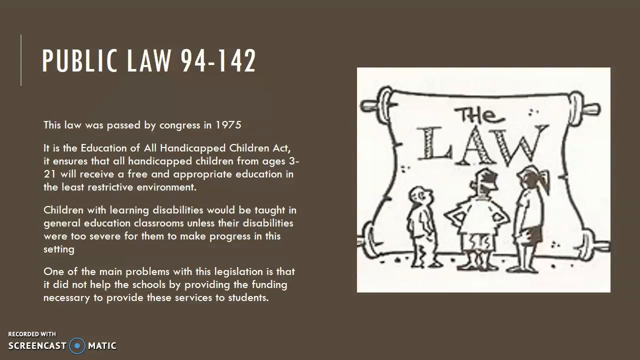There was a law called 94-142, passed by Congress in 1975. This is the Education for All Handicapped Children Act, which ensures that all handicapped children from ages 3 to 21 will receive a free and appropriate education in the least restrictive environment. Children with learning disabilities would be taught in gen ed classrooms unless their disabilities were too severe for them to make progress in that setting. One of the main problems with this legislation is that it did not help the schools by providing the funding necessary to provide these services to their students.